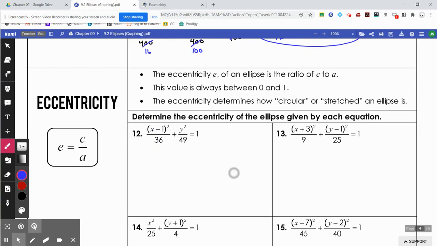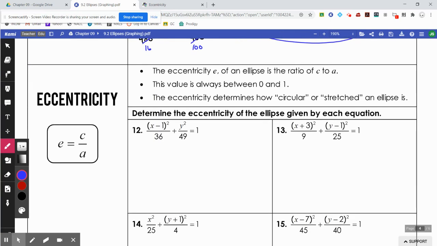Okay, finally we're going to be talking about eccentricity. The word eccentric, if you were to look it up, an eccentric person is a quirky or odd person. So when we're talking about eccentricity, you could think of it as how odd your conic section is. And what we mean by odd is how different from a circle your conic section is.